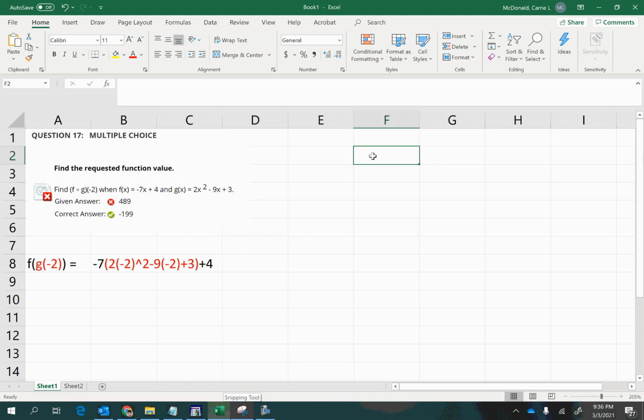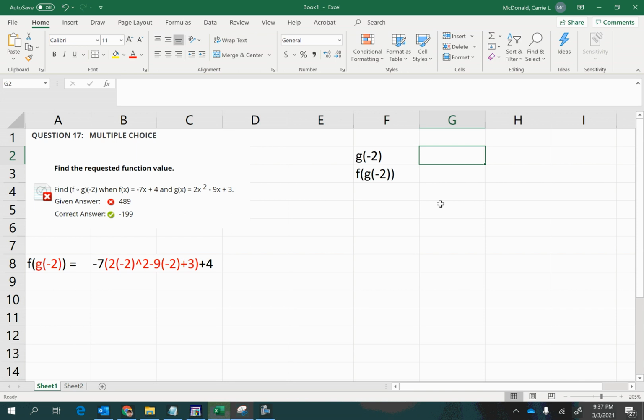And an even easier way to do it is to first come up with g of negative 2, and then whatever you get for that, put it into f. Okay, so if I start with the second function mentioned, that's the one that I have to evaluate first, and then plug whatever I get as a result into the first function.